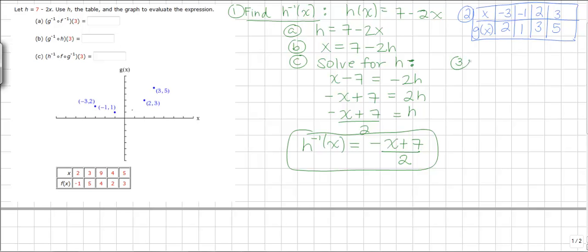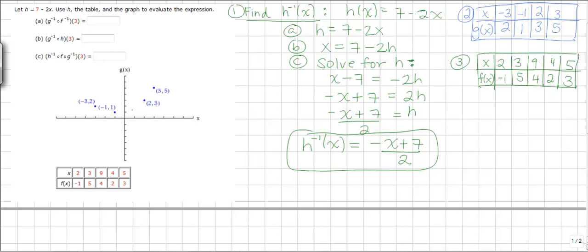And then for f of x, we were given a table anyway, which if I needed to, I certainly could turn into a graph. But in this case, since we're going to be composing functions, it's probably best to leave a formula or a table. So we have 2 goes to negative 1, 3 goes to 5, f of 9 is 4, f of 4 is 2, and f of 5 is 3. Okay, so I have actually all three defined. H inverse is a formula. I have a table for g and a table for f.